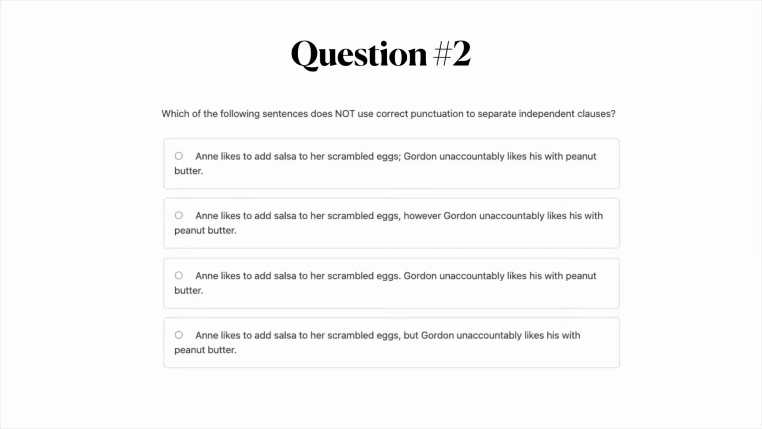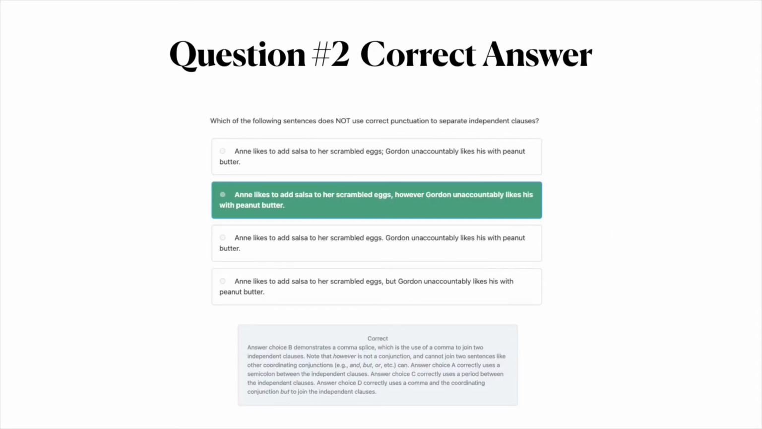So question number 2, which of the following sentences does not use correct punctuation to separate independent clauses? Give yourself a minute to look through these different options and then turn the video back on when you're ready to hear the answer. The answer to question number 2 is B. This answer choice B demonstrates a comma splice, which is the use of a comma to join 2 independent clauses. Note that "however" is not a conjunction and cannot join 2 sentences like other coordinating conjunctions, like and, but, or, etc. can. Answer choice A correctly uses a semicolon between the independent clauses.